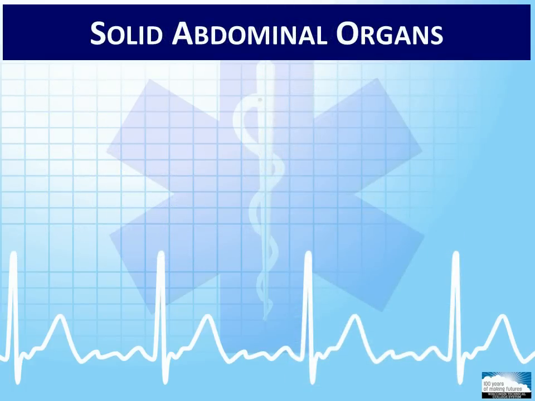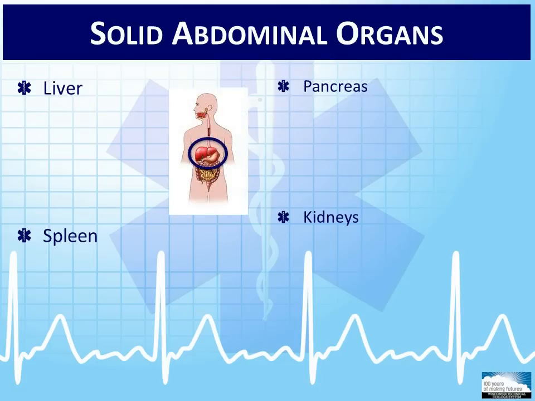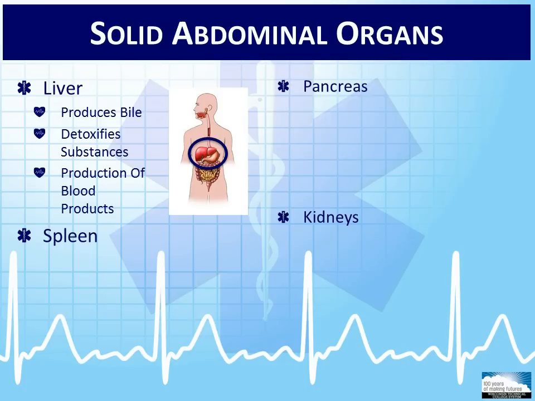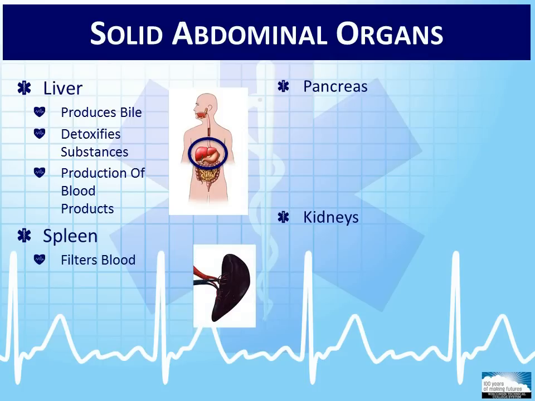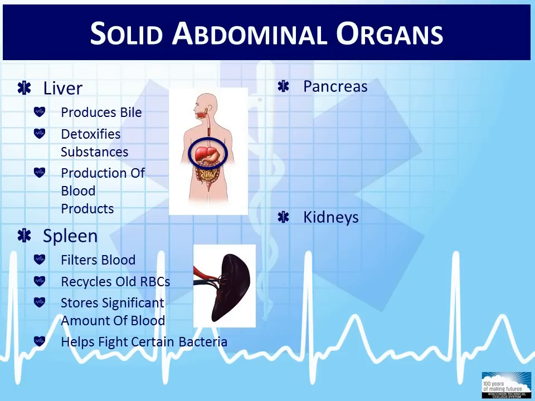As far as abdominal organs are concerned, they are commonly classified as either solid or hollow organs. Solid abdominal organs include the liver, spleen, pancreas, kidneys, and ovaries. The liver is the largest abdominal organ. It produces bile, detoxifies the bloodstream by filtering substances, and aids in the production of blood products. The spleen filters blood, recycles old red blood cells, serves as a blood reservoir by storing a significant amount of blood, and assists in fighting certain kinds of bacteria.